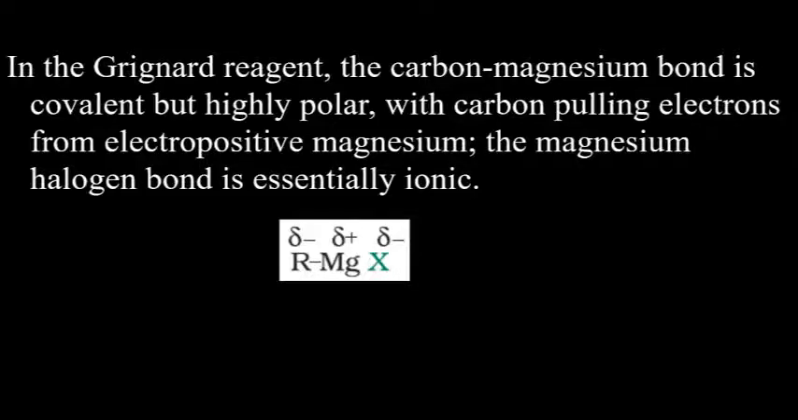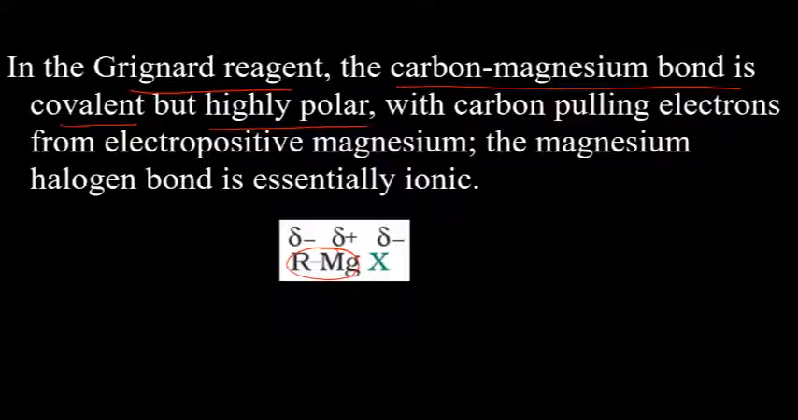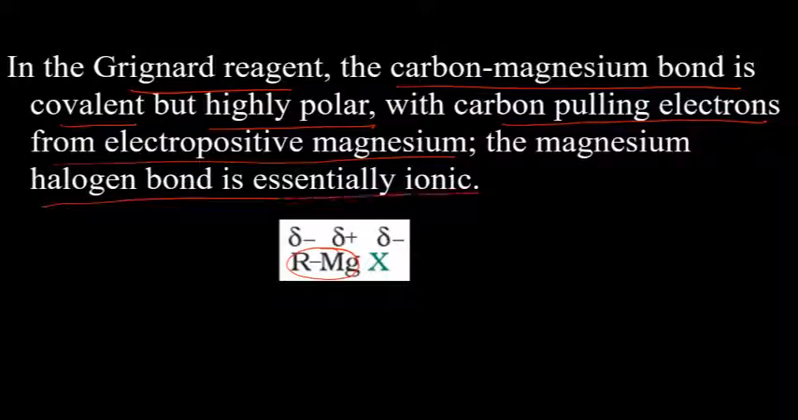For that, we need to understand that in the Grignard reagent, the carbon-magnesium bond is covalent, but highly polar, with carbon pulling electrons from electropositive magnesium. The magnesium-halogen bond is essentially ionic. Now understand this, okay? This is something strange, something different. Magnesium is highly electropositive.